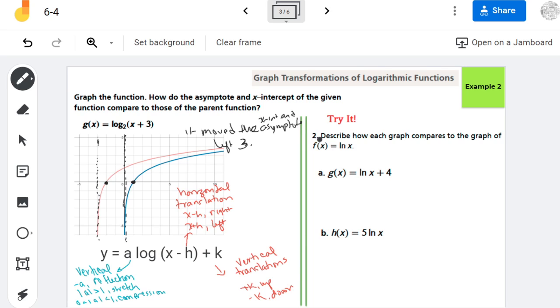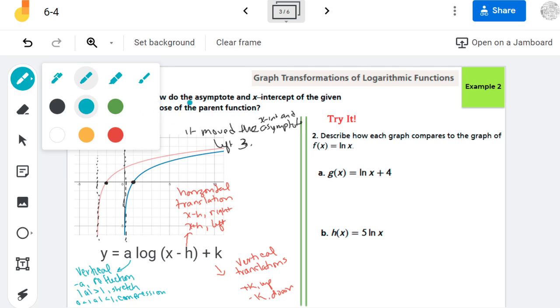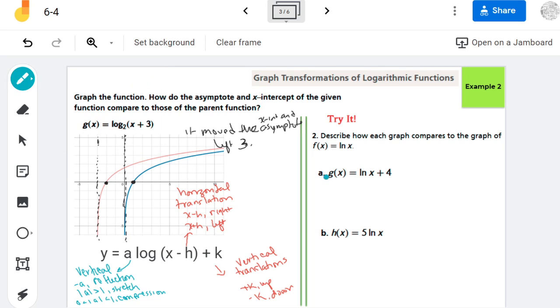So now in part A, it just says to describe how the graph is going to compare. So I'm just going to describe the transformations. In this case, we have the natural log of x plus 4. So this plus 4 is actually outside of the logarithm. The only time you count it as inside the logarithm is when there's parentheses around it. So this is actually a k value, so this is going to translate up by 4.